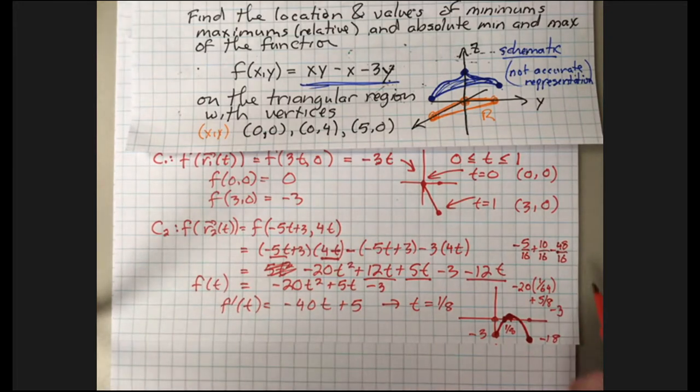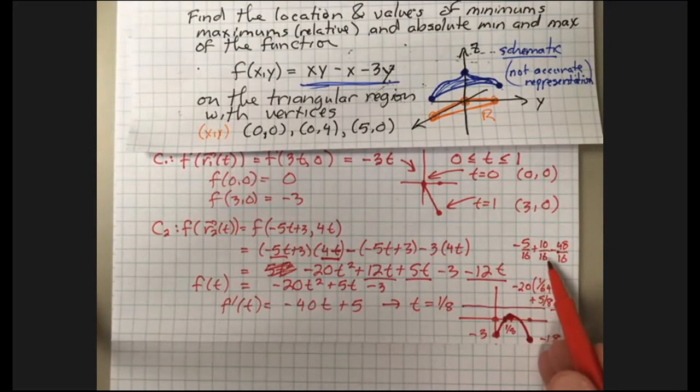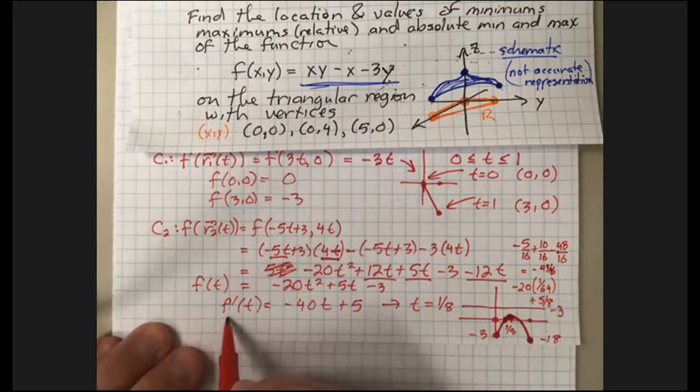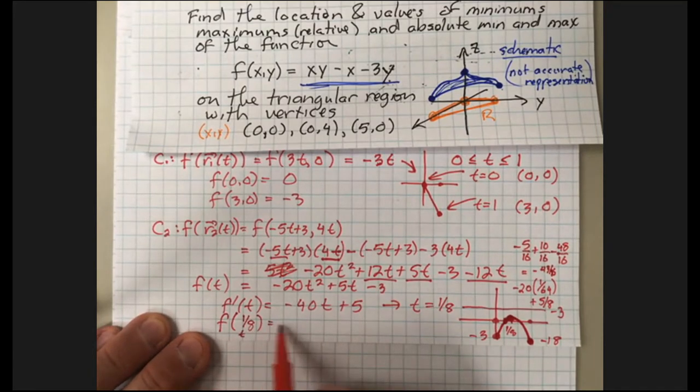I'm getting nervous right here because I don't want to see a negative number, but apparently I get a negative number, so there's strike three against my drawing. This thing must be entirely below the x-axis. What do I get? Is it 5/16? I get minus 43/16, which is a little bit above minus 3, which is negative 48/16. So let's look at f of 1/8 for t. We get minus 43/16.